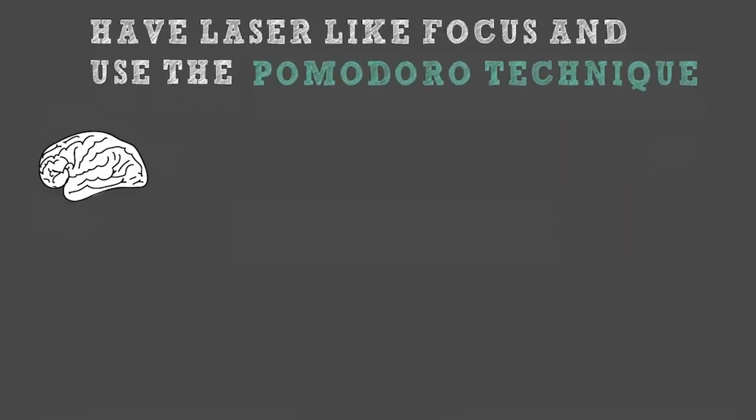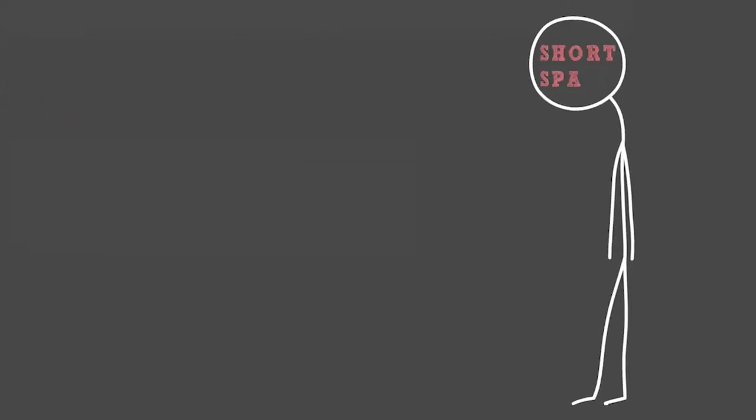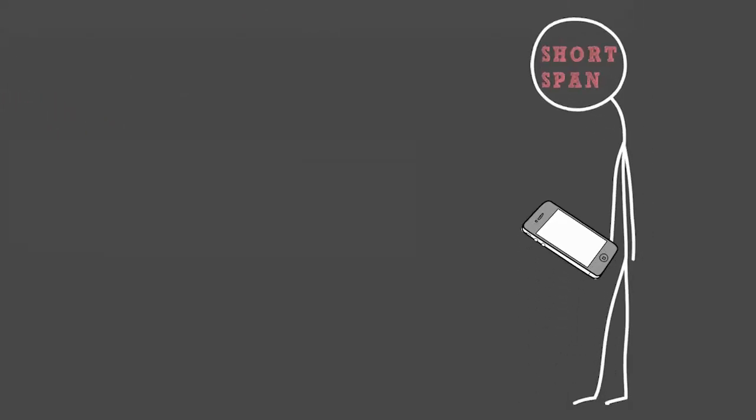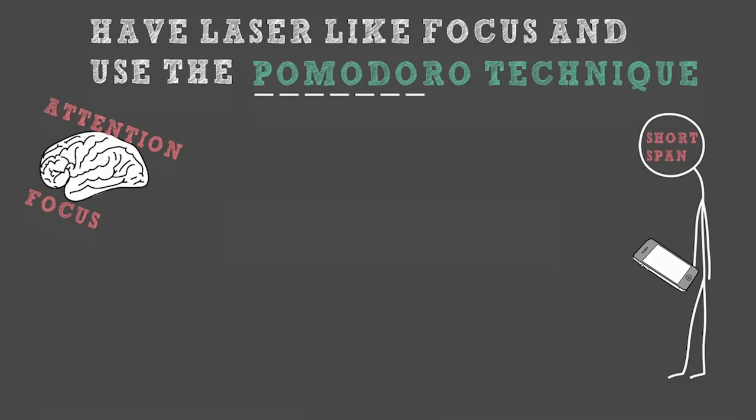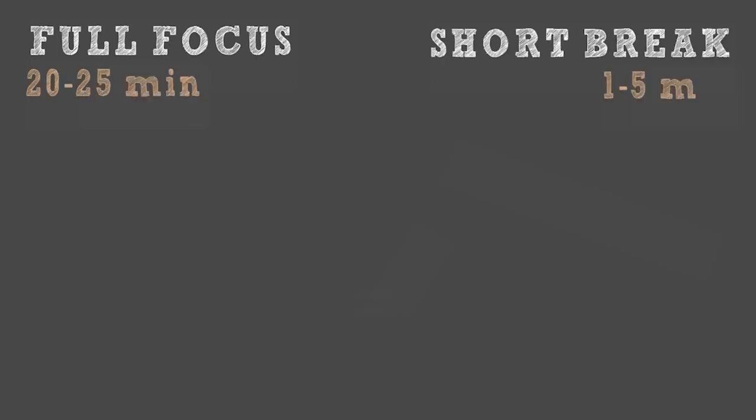Number 2. Have a laser-like focus and use the Pomodoro technique. To learn quickly, it'll be important to commit your full focus and attention when you're researching and practicing your skill. These days, that's easier said than done thanks to our short attention spans and constantly buzzing devices. To help you stay focused, start using the Pomodoro technique. The Pomodoro technique consists of shutting down all external distractions and fully focusing on the task for a short period of time, usually 20 to 25 minutes, and then taking a short break of 1 to 5 minutes.